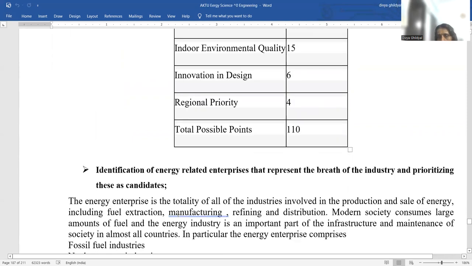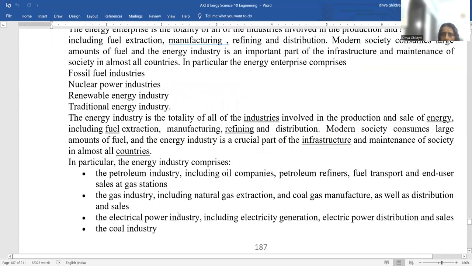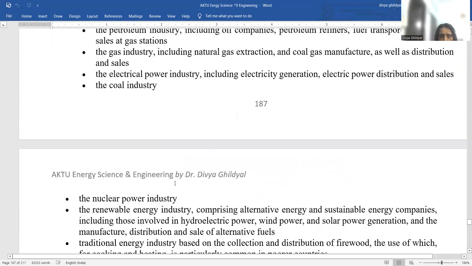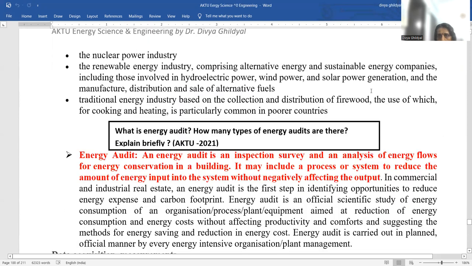Identification of energy-related enterprises that represent the breadth of the industry and prioritizing these as candidates: fossil fuel, nuclear power, renewable energy, traditional energy. Okay, thank you.